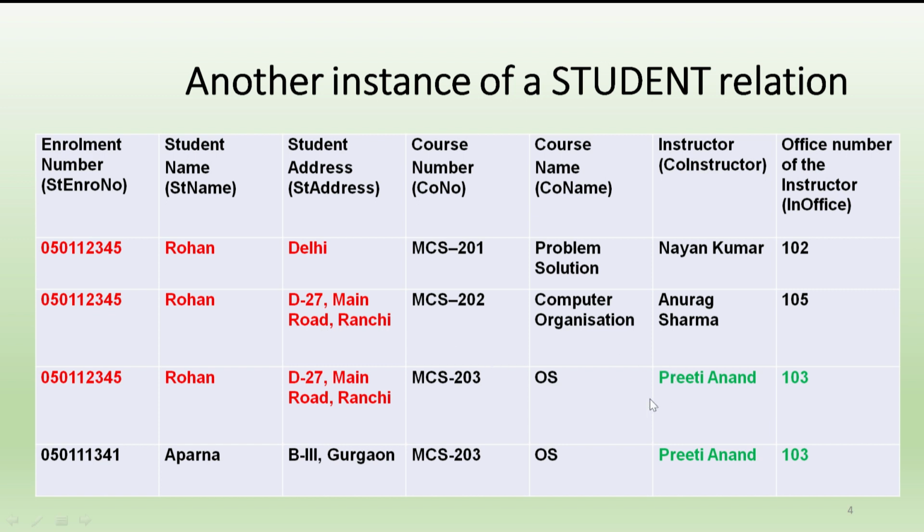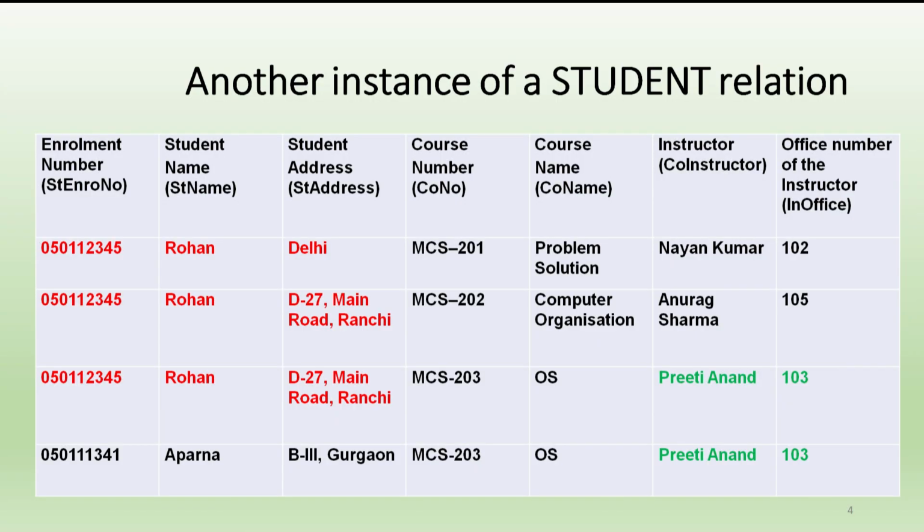Similarly, the same thing can happen as far as the instructor is concerned. Suppose the room number changes to 104. Then the problem is that we have changed it at one place, but we need to change it at all the places, which once again is a problem. So this is called the update anomaly. The second kind of anomaly is the insertion anomaly.